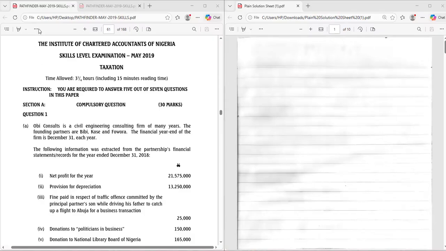All right, so this is our second class for taxation of partnership. Yesterday we looked at what taxation of partnership actually entails using the ICAN study text, and we were able to solve one question from there. So today's class will be addressing the 2019 question 1, okay, on partnership.